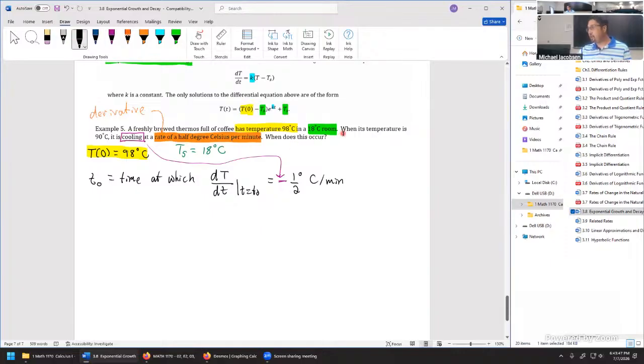So lots going on in this question. It says when the temperature is 90 degrees, it's cooling at a rate of a half degree Celsius per minute. So T naught is the time at which it's cooling at a rate of a half a degree Celsius per minute, and temperature at time T naught is 90 degrees Celsius. That's the first part of that sentence, when its temperature is 90 degrees Celsius. So we don't know that time. The whole question is, what does T naught equal? So if we can solve for T naught, our work is entirely done on this problem.